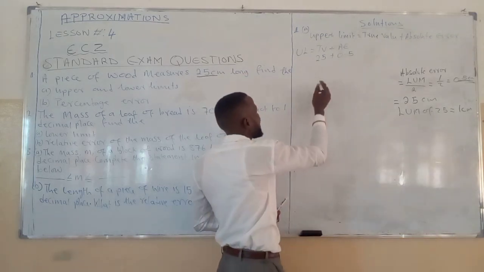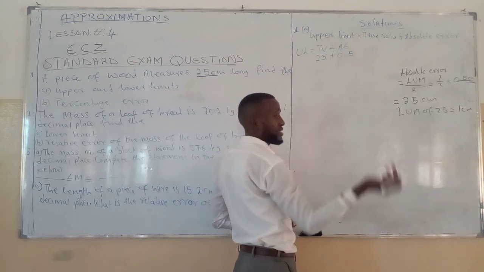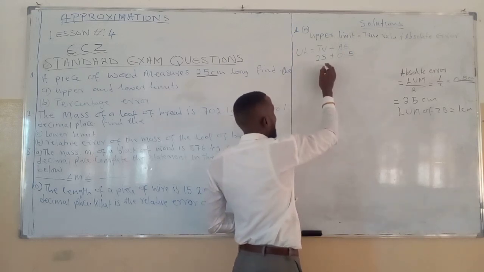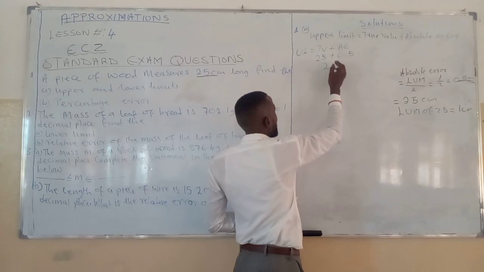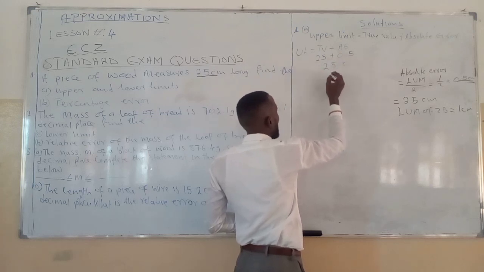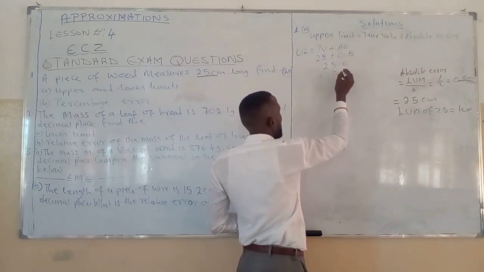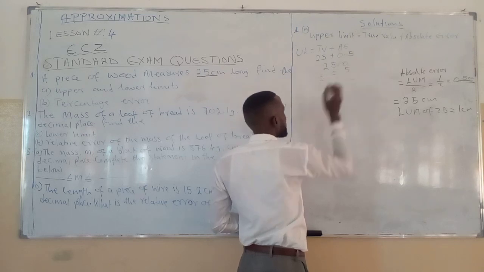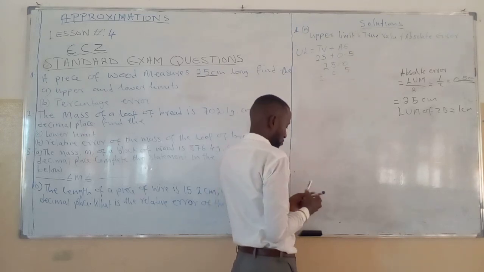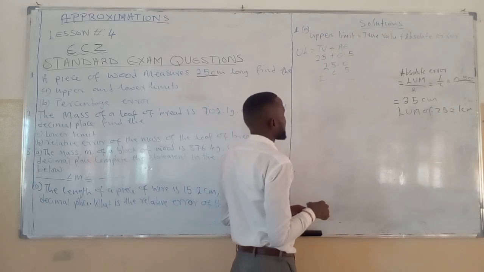So how do I add it? These are decimals, by the way, there is no calculator. So I'm going to say 25.0 plus 0.5. I use this kind of addition. Of course, there's no paper, so make sure that you do the right thing.